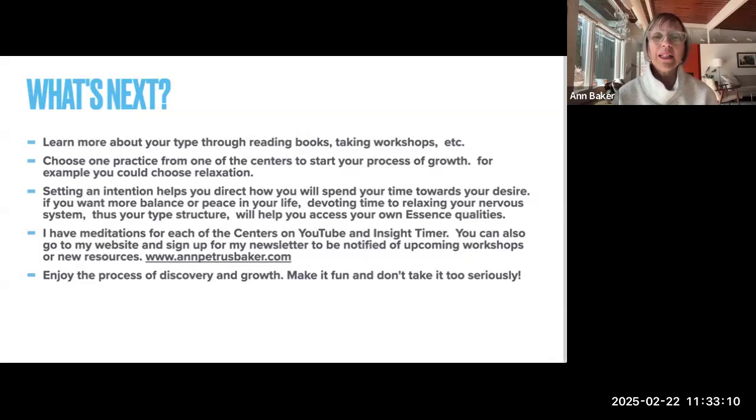But my last piece of advice is to just enjoy the process of discovery and growth. It can be really fun. And don't take it so seriously. We all have the resourceful and non-resourceful, healthy, not so healthy. We're all in this together. And I think when we are in that spirit of curiosity and play, then we actually naturally relax our type structure and have access to our essence.